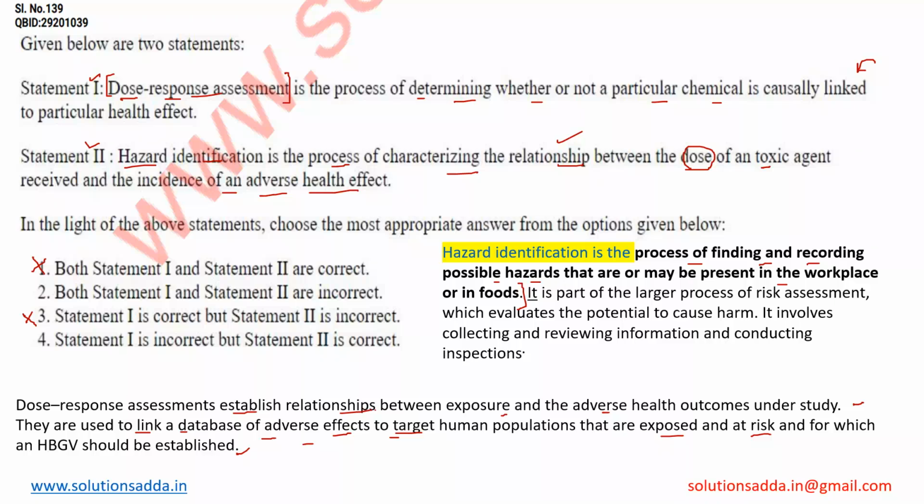But in the definition, hazard identification is a part of the larger process of risk assessment. As I already told you, dose response assessment is a subpart of hazard characterization, which involves collecting, reviewing the information and conducting the inspection. Statement 2 is also false. So the option containing both statements 1 and 2 as incorrect, option number 2, would be the correct option for this question.